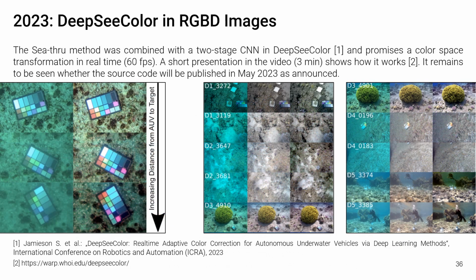In 2023, a new method called deep sea color was introduced, which is also based on the RGBD images, but learned and later estimates the levels using a convolutional neural network. This automation is a typical trend in computer vision. Here we still need special hardware to determine the depth information.